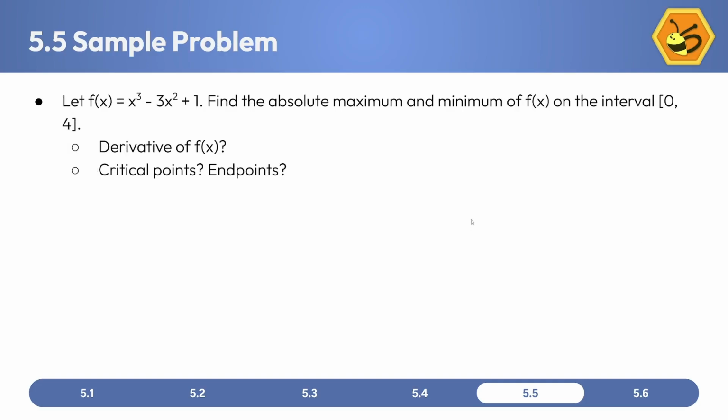And let's try to solve this problem now. So we have a function, and find the absolute max and minimum of f of x on the interval 0 to 4. So let's see.